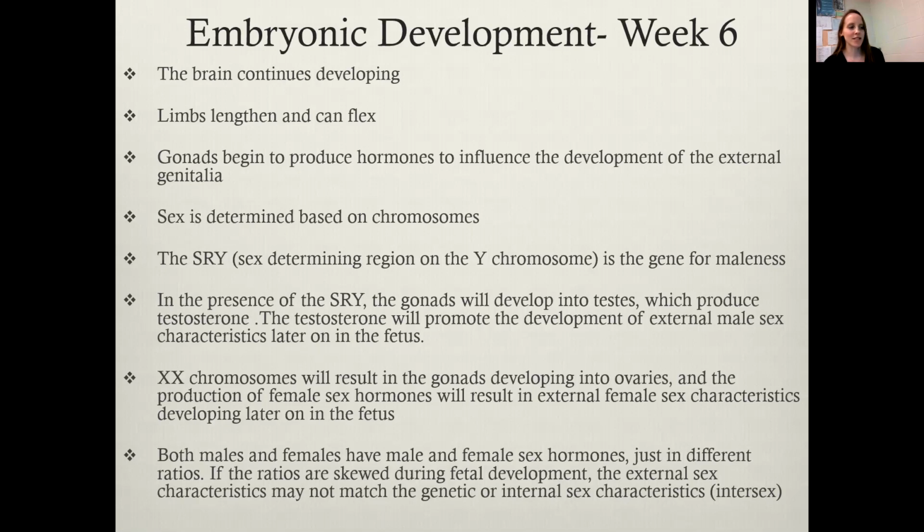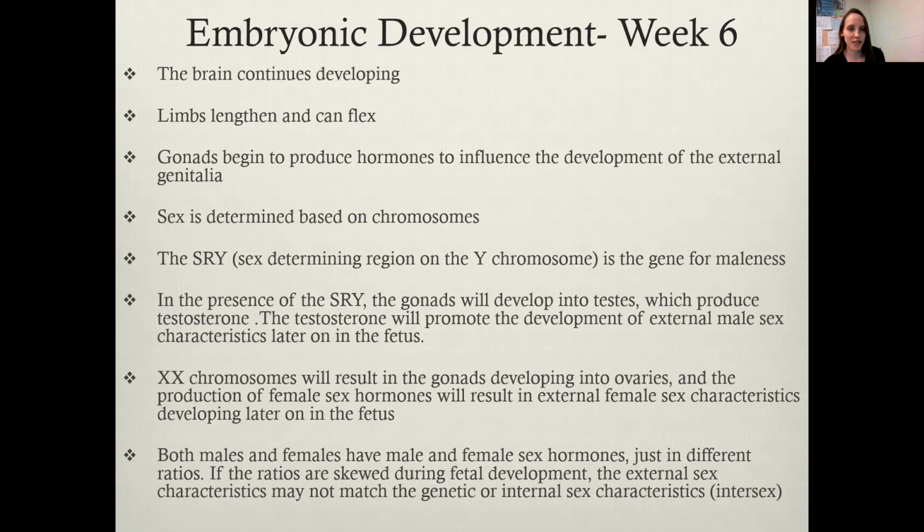Sex is determined based on chromosomes. So the SRY is the sex determining region of the Y chromosome. And it is that sex determining region of the Y chromosome that essentially codes for maleness in the DNA. If a person's DNA has that sex determining region on the Y chromosome, the gonads will develop into testes and produce testosterone. If that sex determining region is not there, then the gonads will develop into ovaries instead.